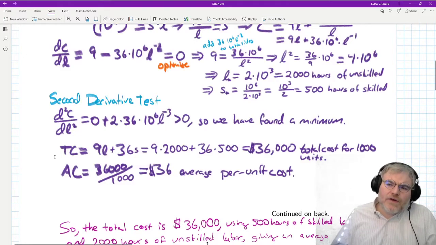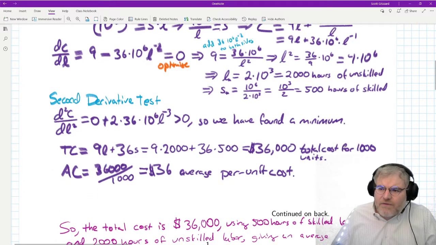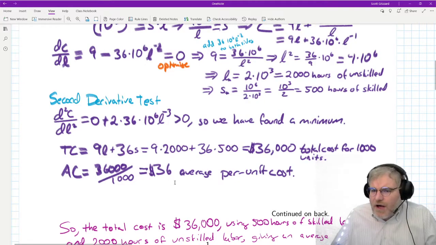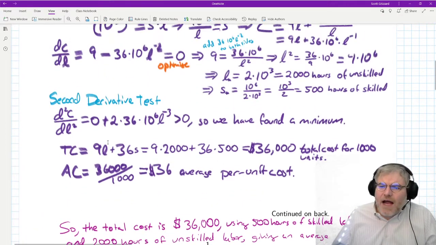And then when I put that through, I insert my L and my S here, and I wind up with $36,000 as total cost, which gives me a per unit cost of $36,000. So I write this little statement about what I meant. So 1 to 5, how do we feel about the second derivative test?